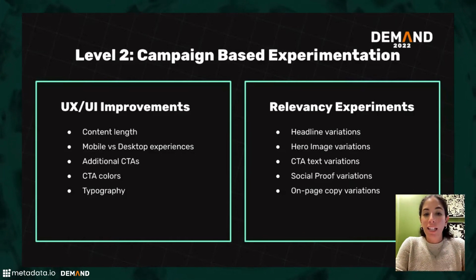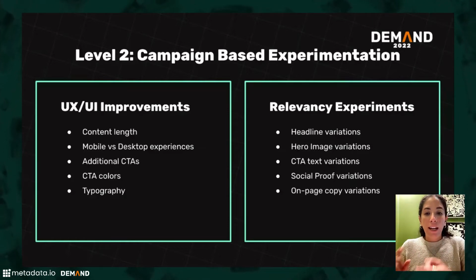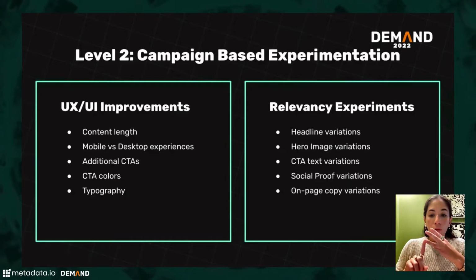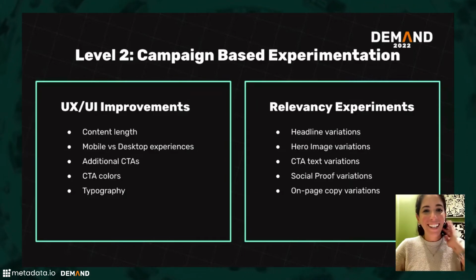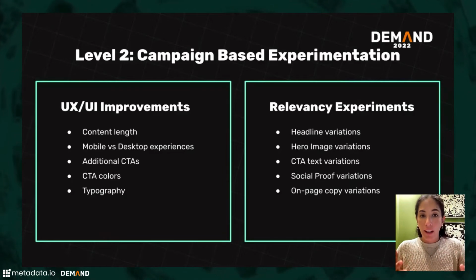Same thing with CTA text variation. So you've added CTAs to your page. Now should they say register now, save your seat, or another one? Those variations can drive different senses of urgency on that page.